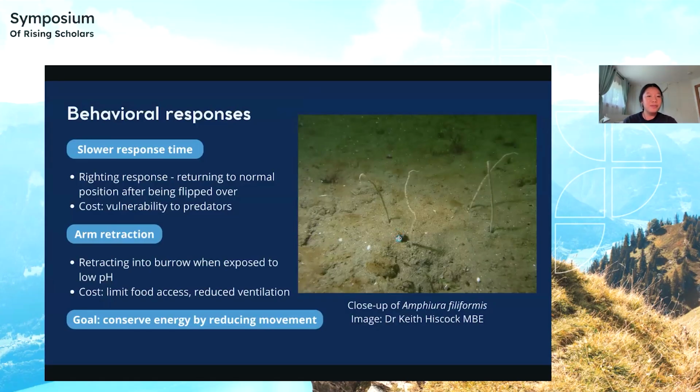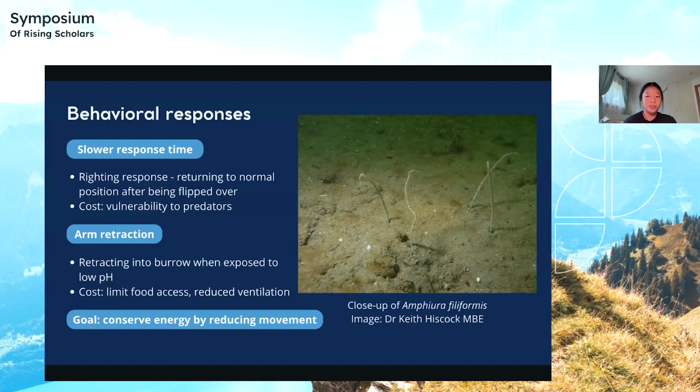So some of the behavioral responses that were observed were slower response time. Scientists measured response time using the righting response, which is how the brittle stars returned to their normal position after they were flipped over. And there was an increased righting time overall, so slower response time, and a potential biological cost of this could be vulnerability to predators, as the brittle stars are less able to escape and move quickly.